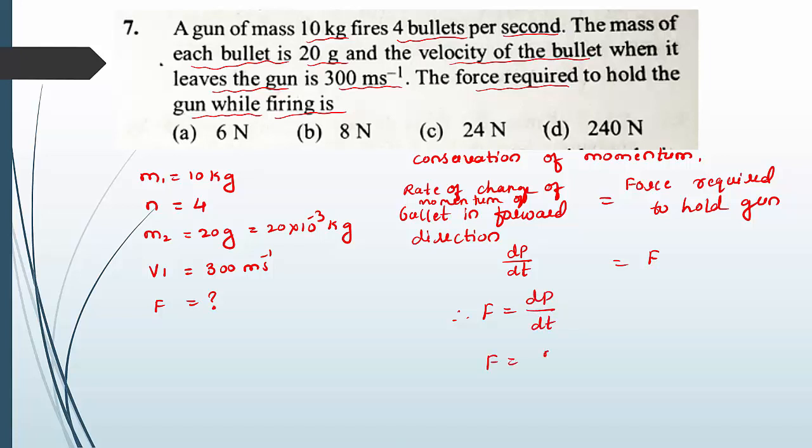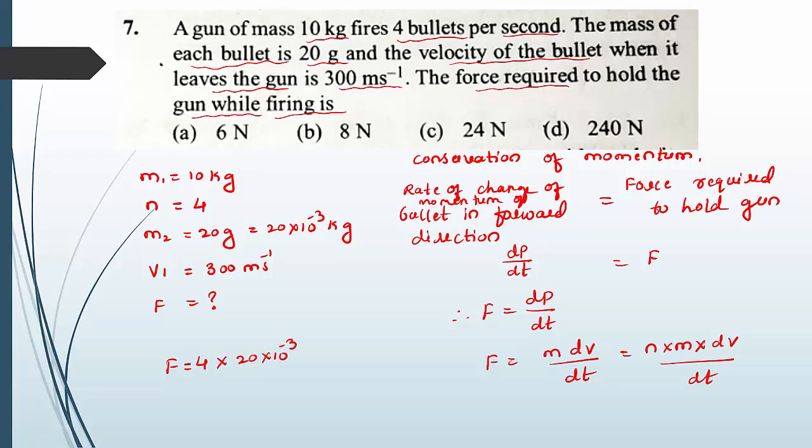F equal to m into dv divided by dt. Here mass is given, so we can write n number of bullets into mass into its velocity divided by time. Now you will get the final answer. I am going to write here: number of bullets is 4. Mass of each bullet is 20 into 10 raised to minus 3.